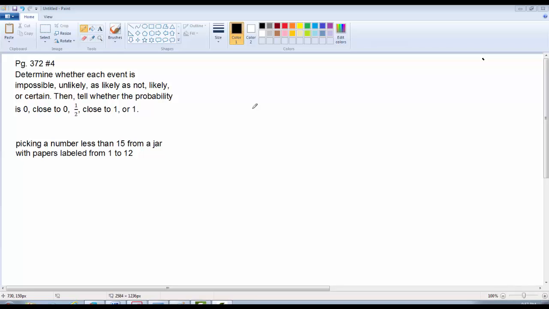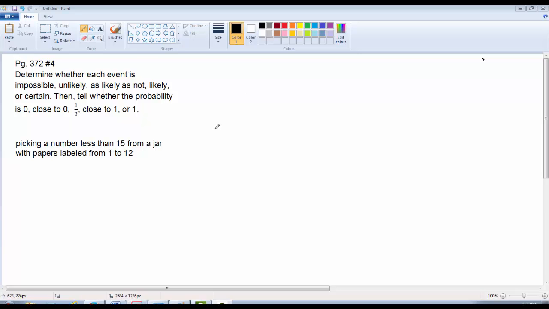Our next problem we're going to go over is on page 372, problem number 4. Determine whether each event is impossible, unlikely as not, likely, or certain. Then tell whether the probability is 0, close to 0, a half, close to 1, or 1. And in this problem, what they're trying to figure out is it says picking a number less than 15 from a jar with papers labeled from 1 to 12.